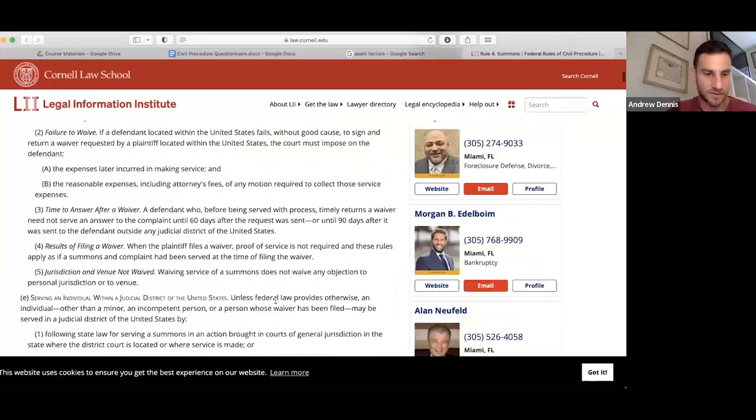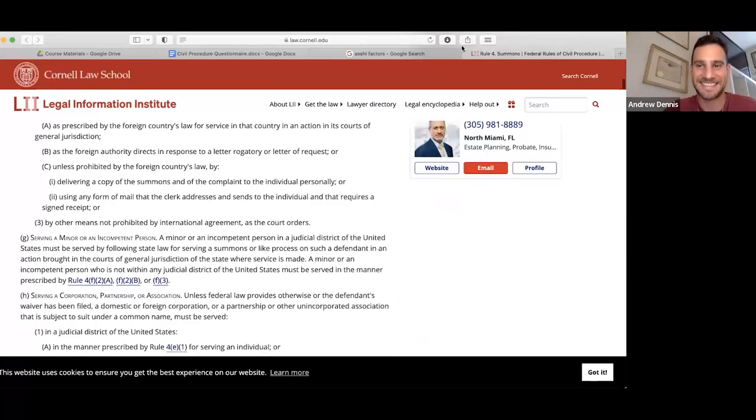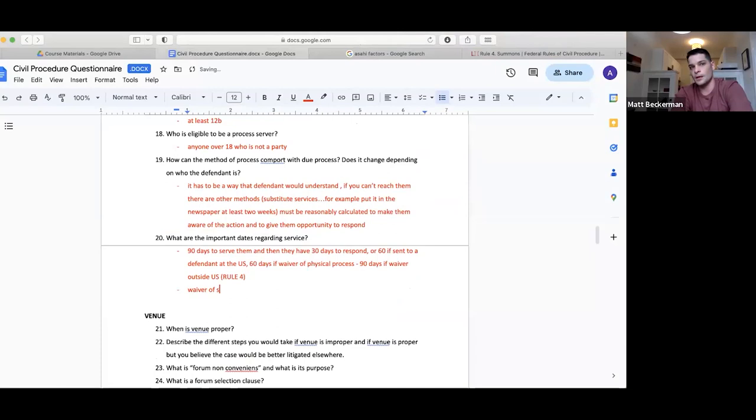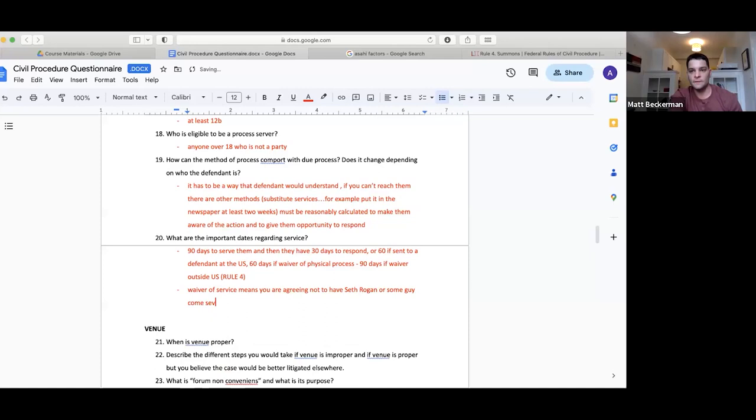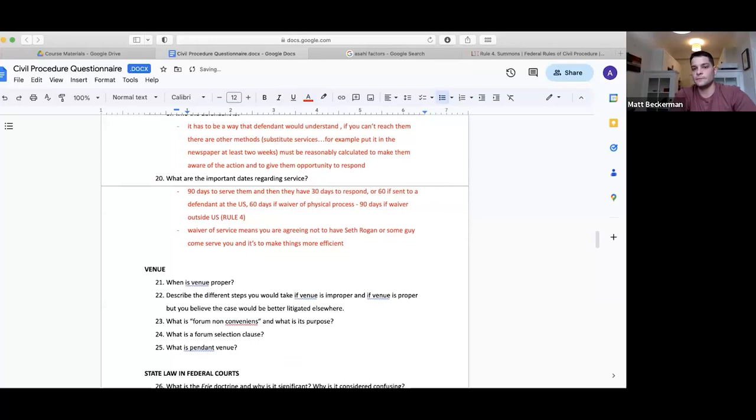Does everyone understand waiver? Can you explain it to us? Yeah, so you're waiving the physical process. You're saying it's okay, you don't need some random individual to come serve you. And that's good because it's a lot more efficient to not have that, for the hundreds of thousands of cases that are filed every year. And if you refuse to waive, from what I understand, you have to pay for the cost of the process server. So it really incentivizes you to waive. Cool, that wasn't so bad.